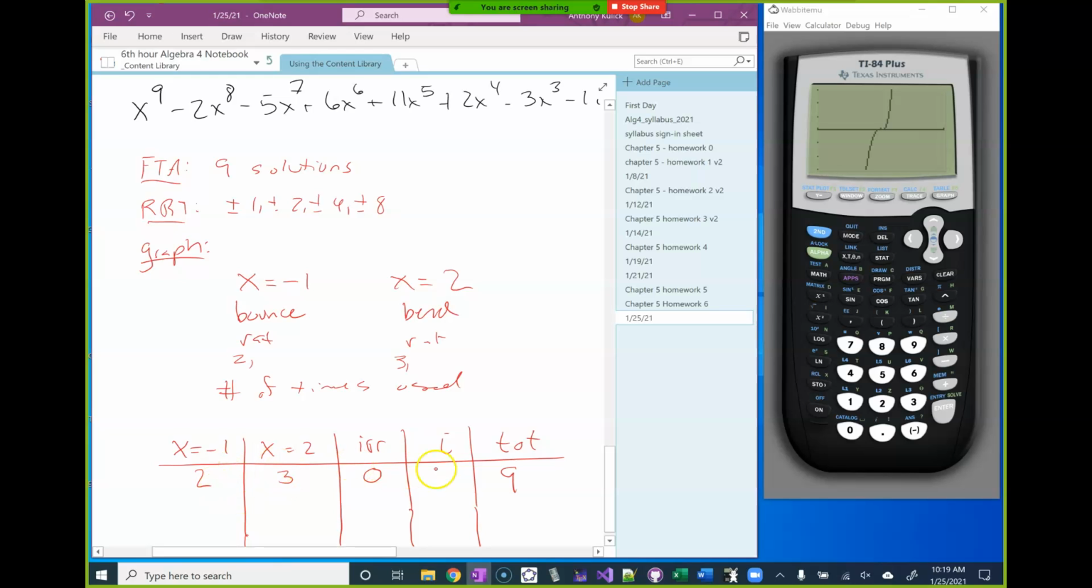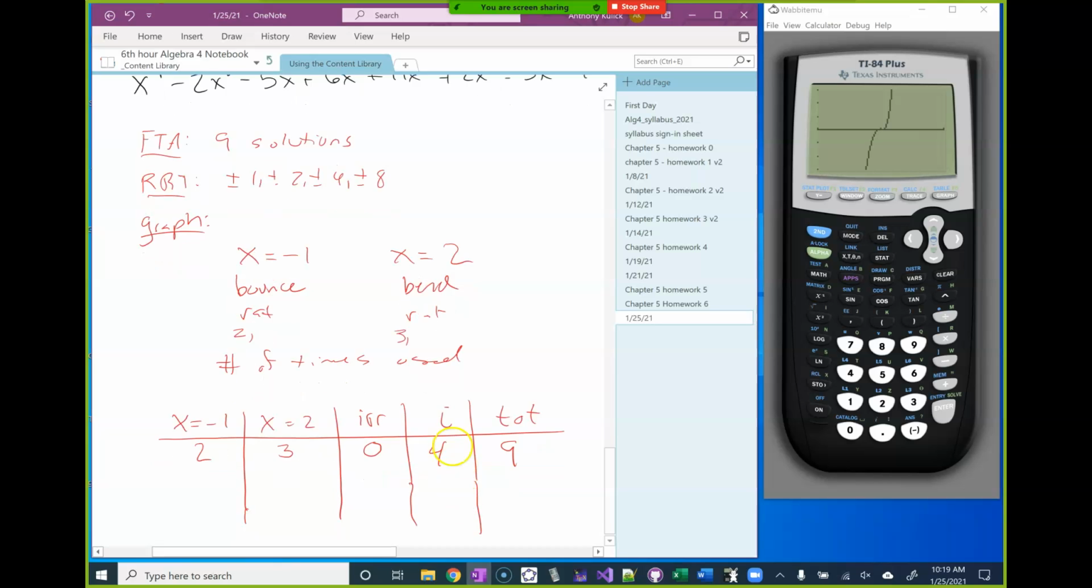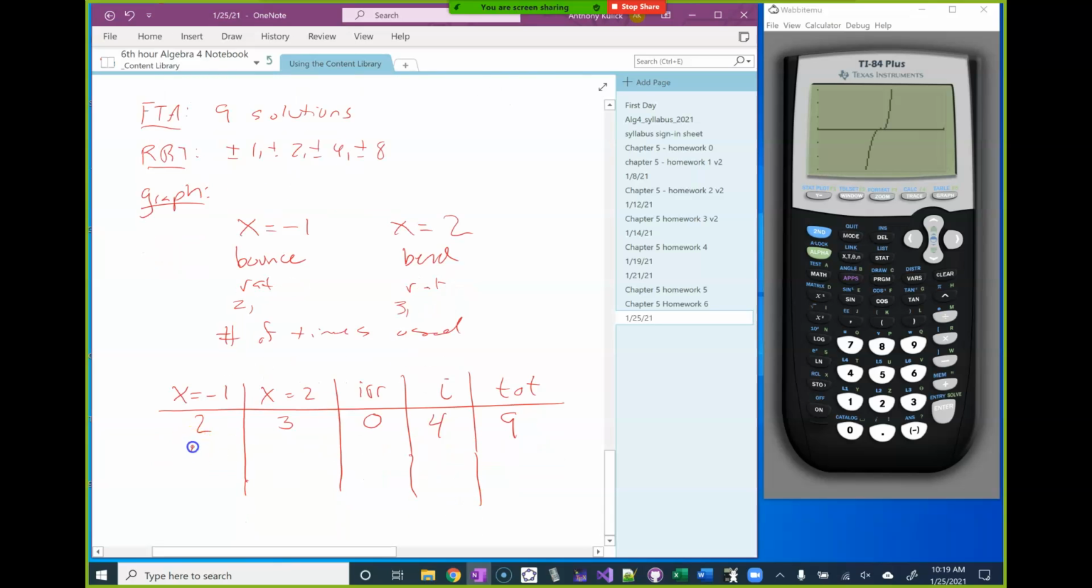But this one could be used 4 times. That one's still 3 times. That would give me 2 imaginaries then to fill in the space. Or this could be used 3 times. That gives me no imaginaries. 3 times. That gives me 2 imaginaries.